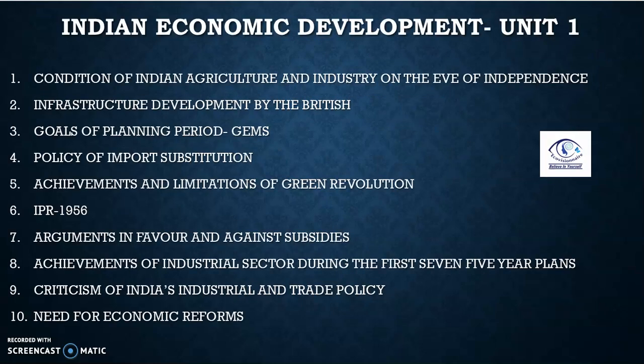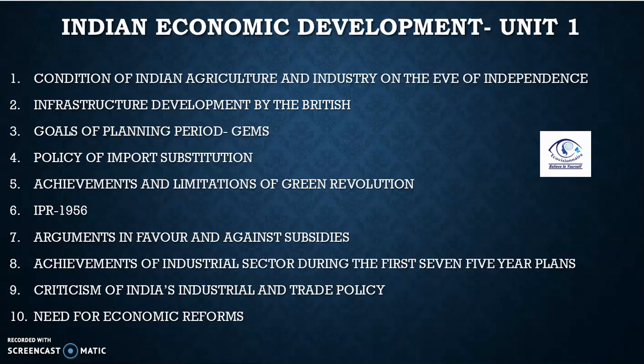Coming to the first question, which we are expecting, is the condition of Indian agriculture or industry on the eve of independence. So, what was the condition of Indian agriculture when the British left, and how backward was our industry on the eve of independence? Then, the second question which we are expecting is infrastructure development by the British, focusing on the railways. Then comes the second chapter, Indian economy from 1950 to 1990, called the planning period.